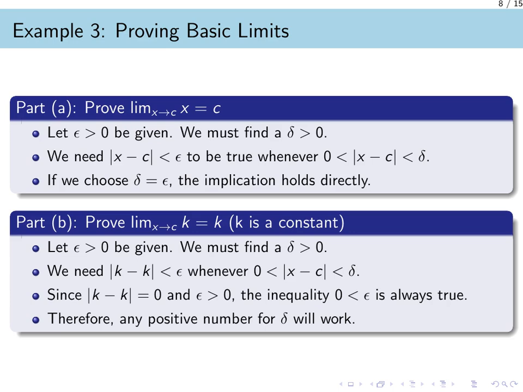Second, let us prove the limit of a constant function, k, is k. Here, we need the absolute value of k minus k to be less than epsilon. This simplifies to 0 is less than epsilon, which is always true for any positive epsilon. Therefore, any positive delta will work because the function's value never deviates from its limit. These proofs show how the rigorous definition works for simple, intuitive cases.